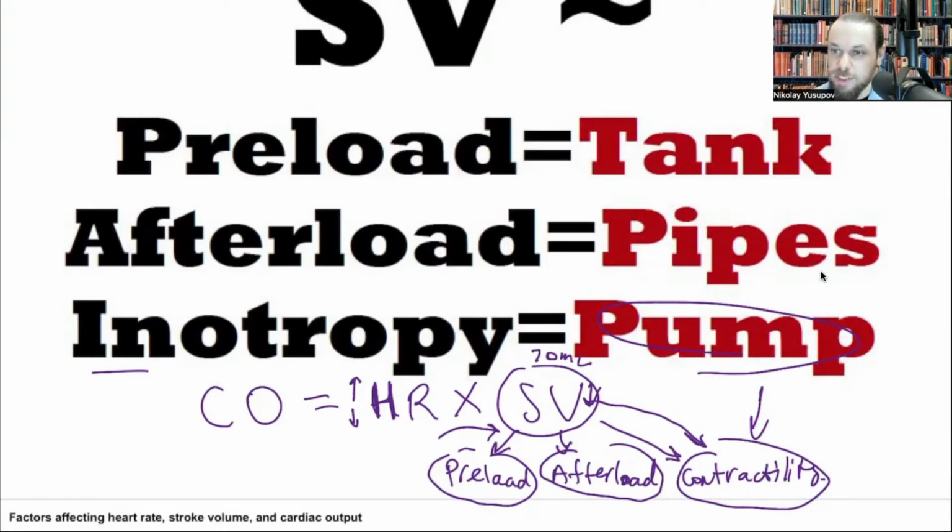You go ahead, you give this guy some nitrates. You drop their preload. Do you think their stroke volume will be good? No, the stroke volume is going to be very, very bad, right?